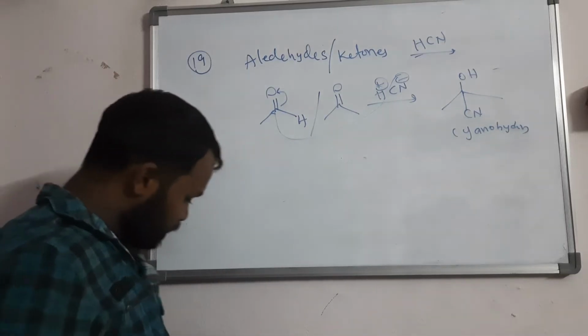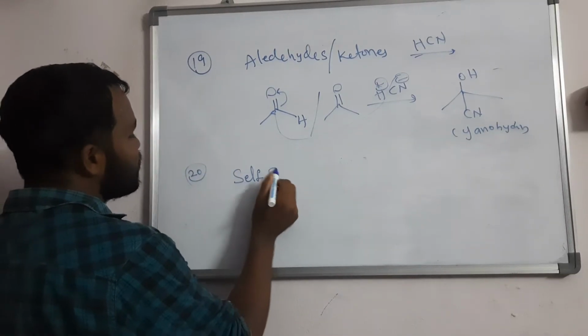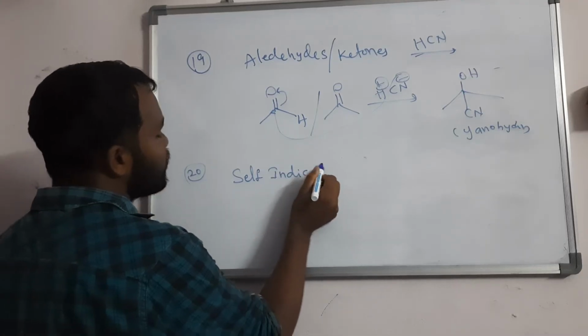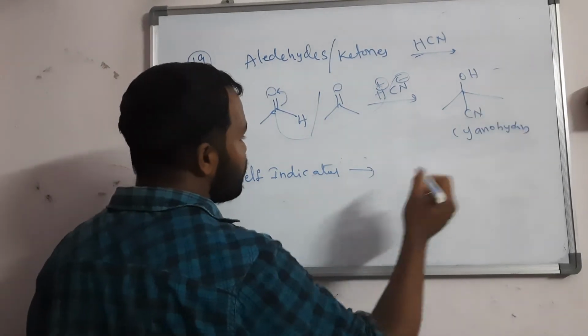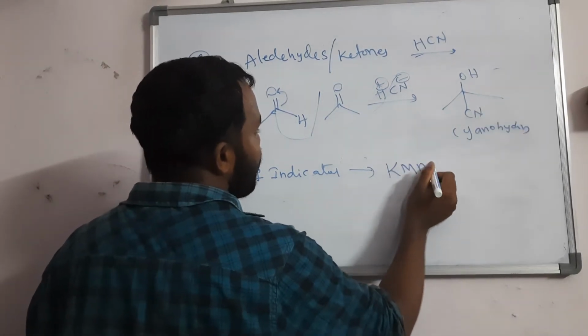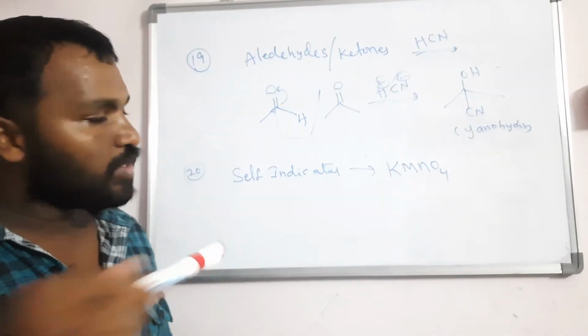Next, question number 20. A direct question from the basic self-indicator. Which of the following is a self-indicator? Options they given like phenolphthalein, ferroin, but the answer is KMnO4. KMnO4 acts as a self-indicator. Already we know that from degree level onwards.